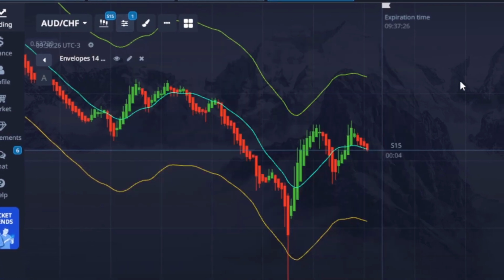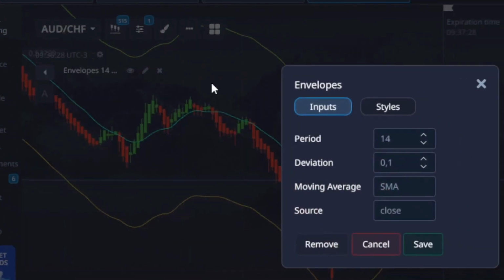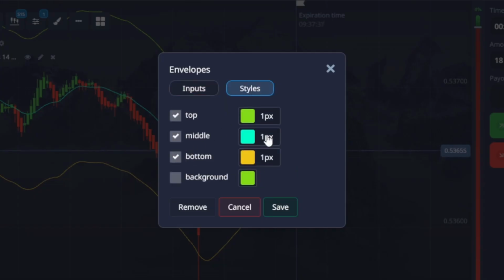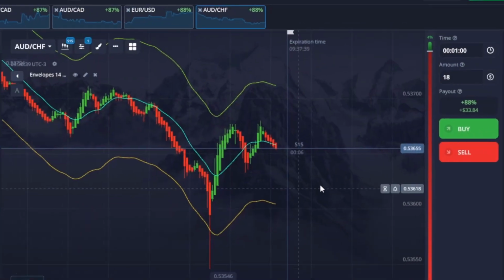We're going to use envelopes. All right. Remember that the settings are 14, 0.1, simple moving average and close. And the styles are up to you guys. Choose the best color for you, whatever is going to work for you.